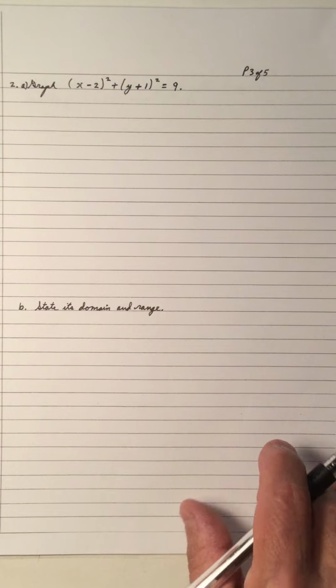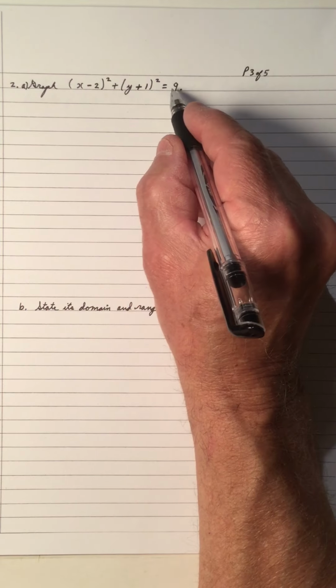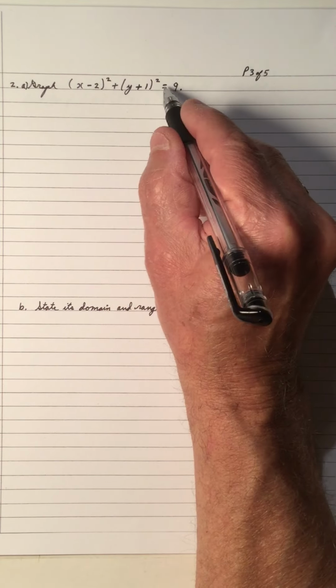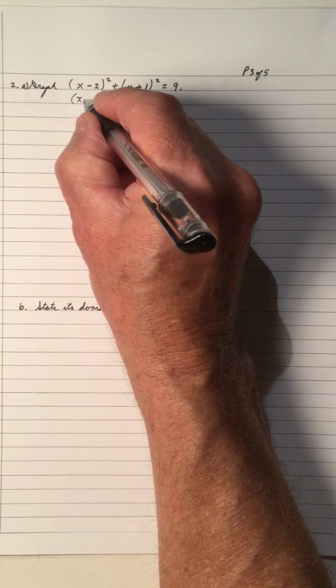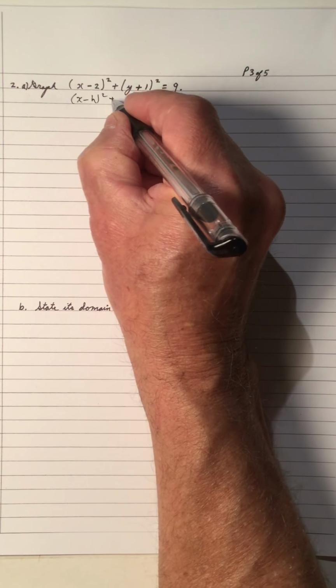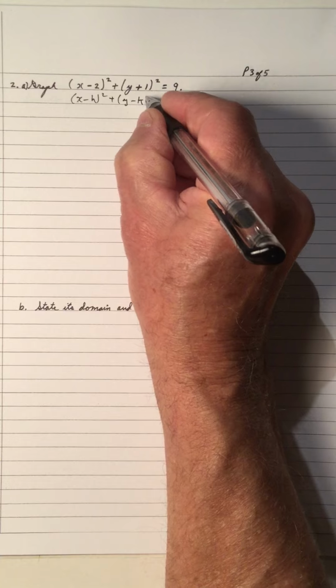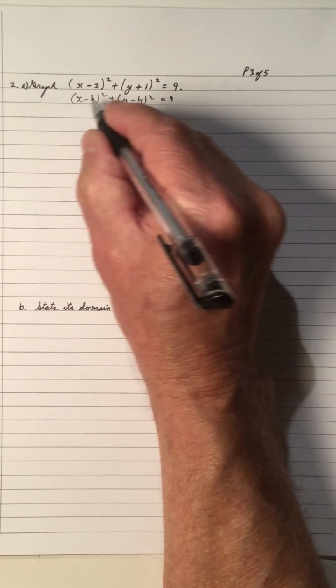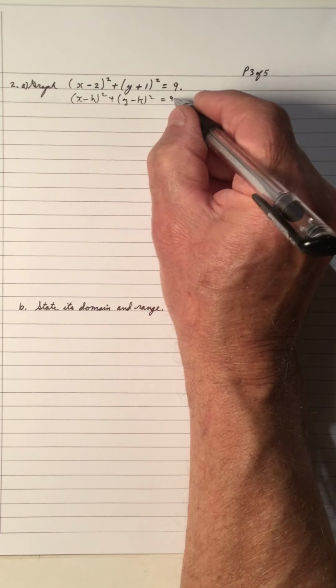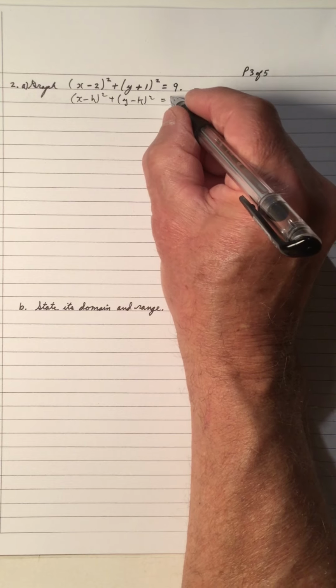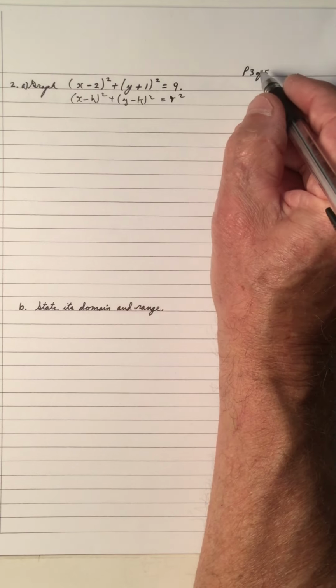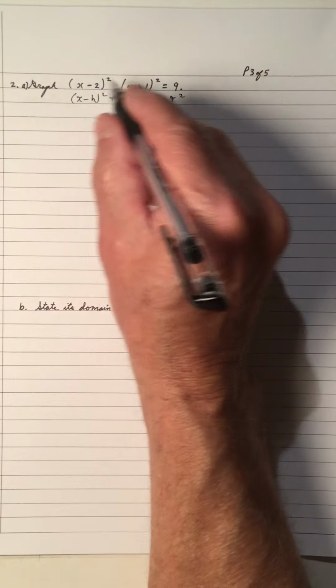Number 2, graph this. This is a circle. Again, (x − h)², (y − k)². Notice (x − h) all squared, (y − k) all squared equals, and put an r² here. So that means we're going to graph this circle.